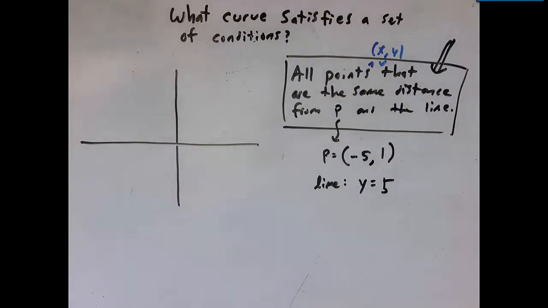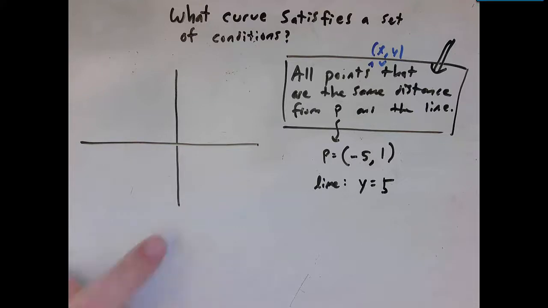Try to do the whole process again yourself. I'm interested in all of the points that lie the same distance from a point P at (−5, 1) and a line at y = 5. So go ahead, draw in the point, draw on the line, draw a little sketch, or fill in where you think the points probably are. Make a guess, where do you think the curve probably is? Label one of the points (x, y), and then derive the equations and get all the way to the end until you get to a form where you know what it looks like. Okay, pause the video.